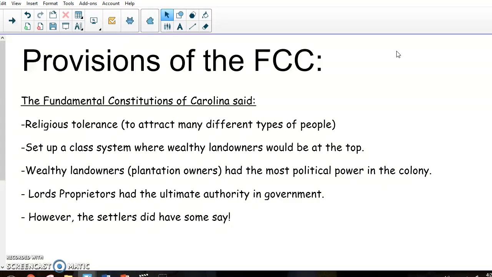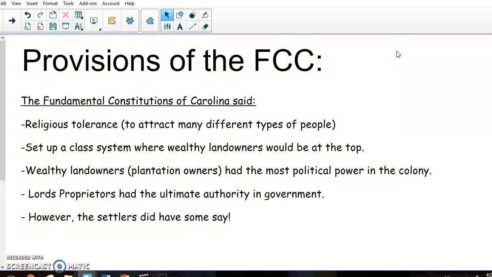First of all, you have religious tolerance, which of course is going to attract many different kinds of people, and you're going to see that later on as far as having settlers from France or Switzerland, Germany, Scotland. It also helped to set up a class system, which actually put the wealthy landowners at the top, if you think about these rich plantation owners. These wealthy landowners would have the most political power in the colony. The Lords Proprietors, of course, would have the ultimate authority in government.